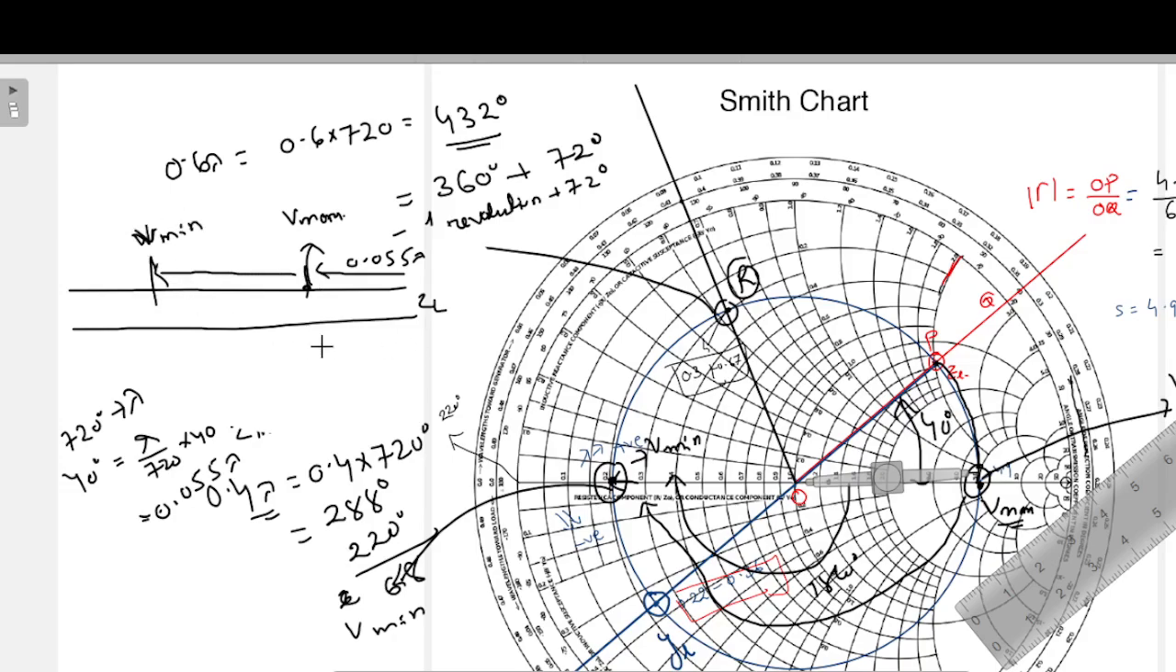Now for V minimum, what is the distance of this point from the load? See here, this distance we got is 0.055 lambda. And what is the distance from here to here? As it is 180 degrees, I can directly write this as lambda by 4. How? Because the total length is lambda, so this is lambda by 4 I can take.